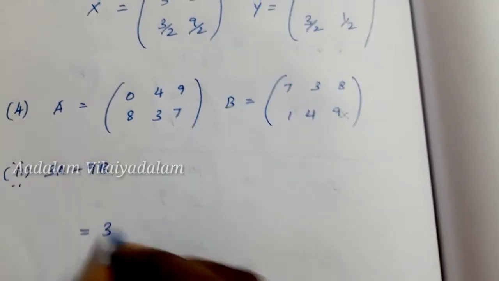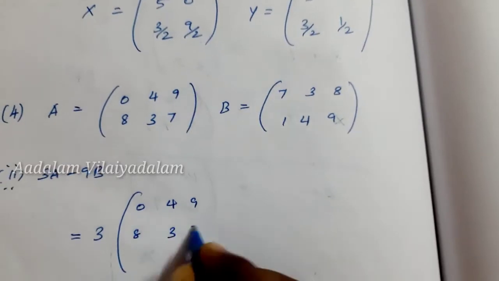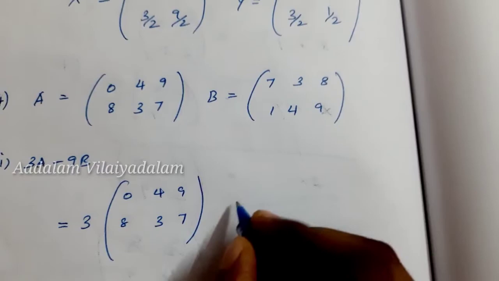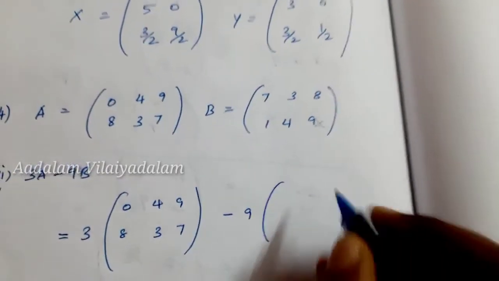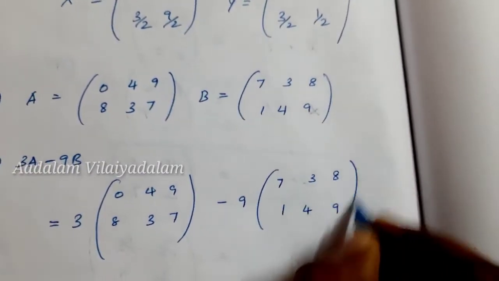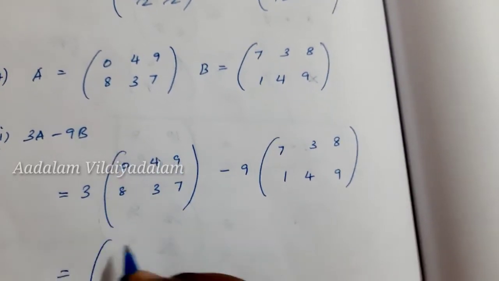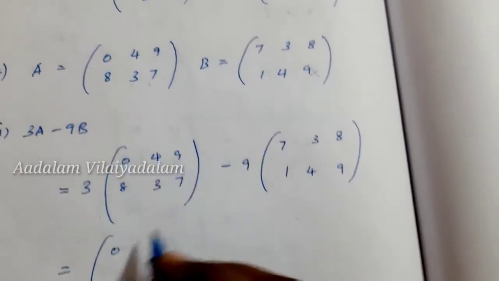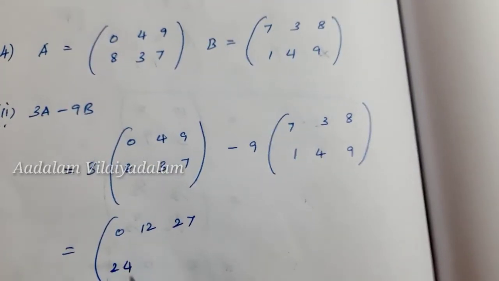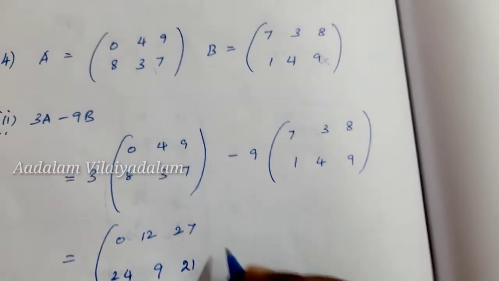For the 3a means 3 into a, that is 0, 4, 9, 8, 3, 7. Multiply the scalar number with all the elements of a. Same way minus 9 into b, that is 7, 3, 8, 1, 4, 9. So if we multiply, we get, that is 3 zeros are 0 and 3 4s are 12, 3 9s are 27, 3 8s are 24 and 3 3s are 9, 3 7s are 21.